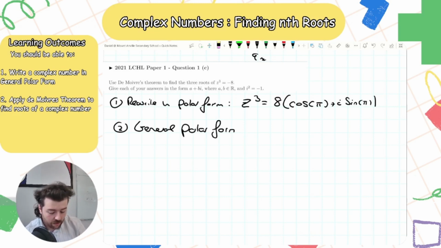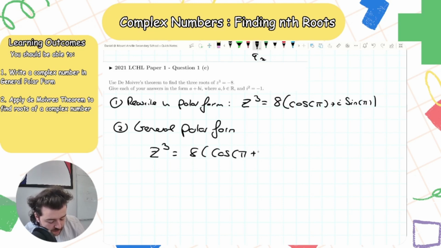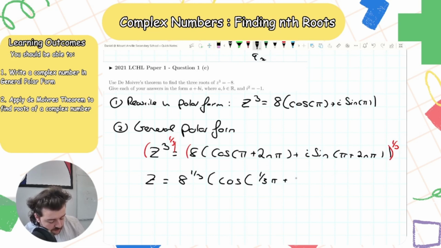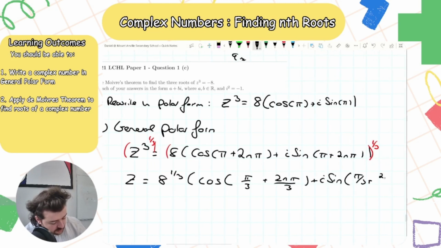Right, so now we need to write it in general polar form, which is going to be z cubed is equal to 8 times cosine of pi plus 2n pi, plus i sine of pi plus 2n pi. Take the cube root of both sides. Apply de Moivre's theorem. z is equal to 8 to the power of a third times cosine of 1 third pi plus 2n pi over 3, plus i sine of 1 third pi, or just pi over 3 if it's easier, pi over 3 plus 2n pi.